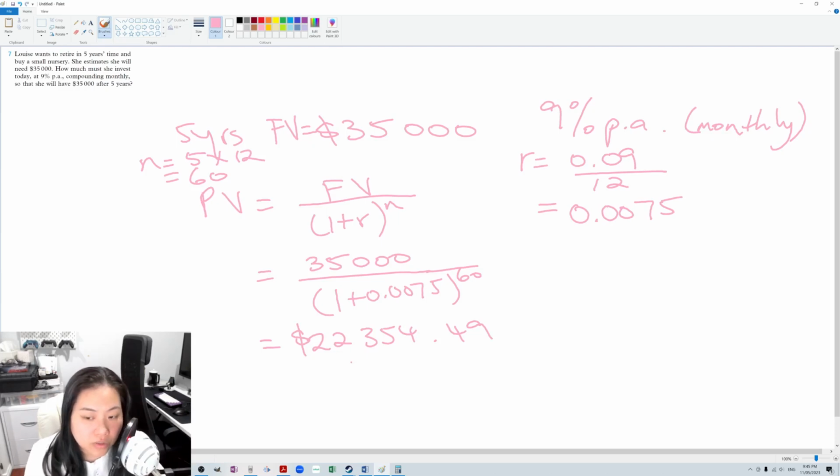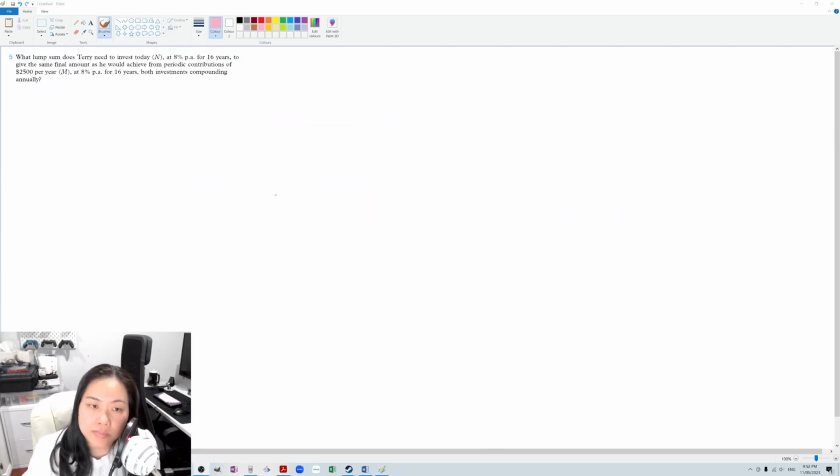She needs $22,354.49 right now to put in her bank account and not touch for the next 5 years at 9% per annum compounding monthly. And then by the end of that 5 years, she's going to have $35,000 in her account. Make sense? I hope so. Now hopefully knowing this one, you should be able to work out if you're going to be a millionaire by the time you're 30. Let's move on to another type of present value question.